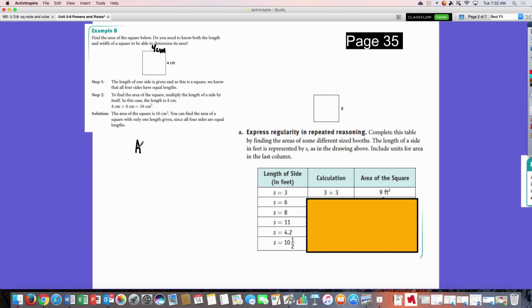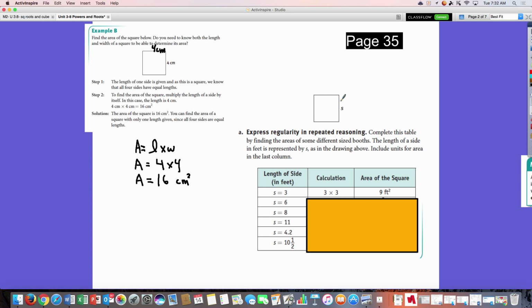Well, I always start by writing my formula down. Area is length times width. I write my numbers down. Area is 4 times 4. Area is 16 centimeters squared. And I know what you're saying. This is easy. I know. You got it. But then they get a little bit harder.